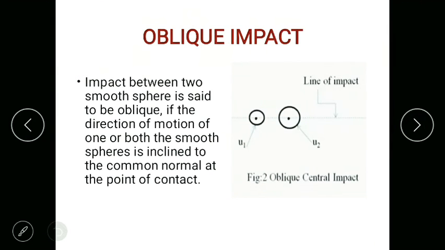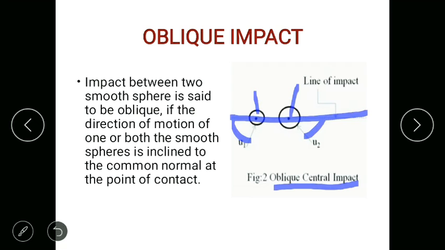What is oblique impact? Oblique impact means a smooth collision between two spheres, where the velocity is inclined with the line of impact. In this video we are going to discuss the oblique central impact. Central impact means the centers of the two masses lie on the same line.